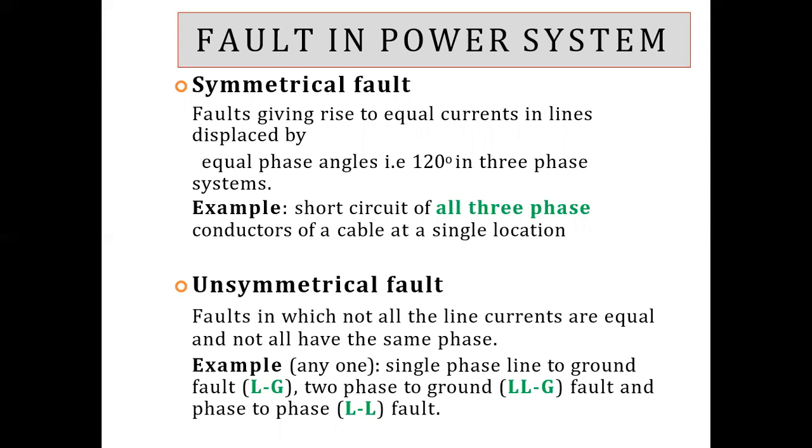The second type of fault is the unsymmetrical fault, in which not all the line currents are equal and not all have the same phase. Examples of unsymmetrical fault are single phase line to ground fault, two phase to ground fault, that is double line to ground fault, and phase to phase fault, that is line to line fault.